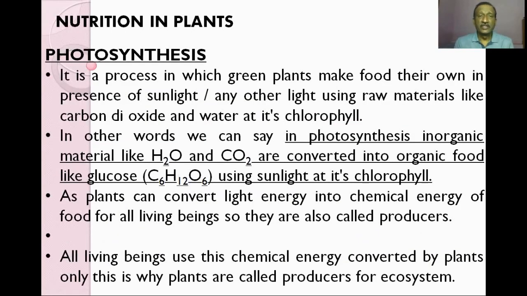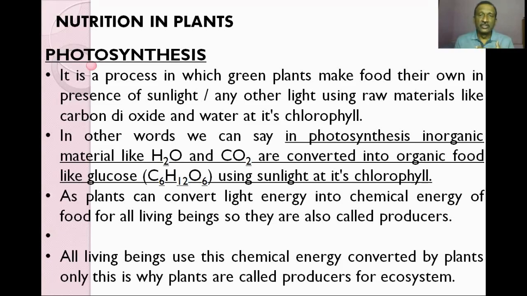Now photosynthesis, the word, as I said, photo means light and synthesis means to make something. So photosynthesis is a process in which plants make food on their own in the presence of sunlight or any other source of light, using raw material like carbon dioxide, water, and chlorophyll. Chlorophyll is the place where these substances will be used. So in other words, we can say that in photosynthesis, inorganic material like carbon dioxide and water are converted into organic substance like glucose.